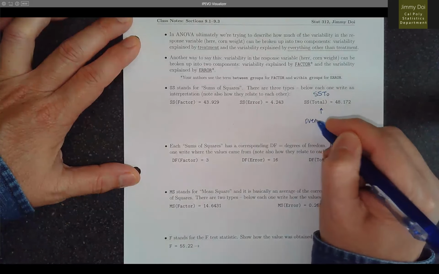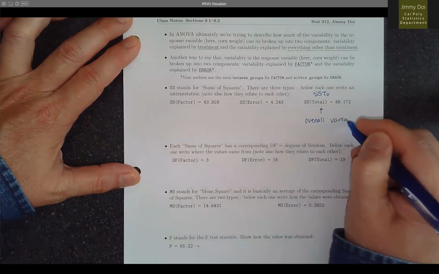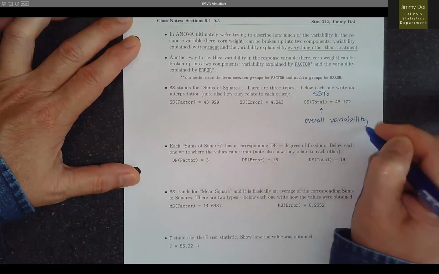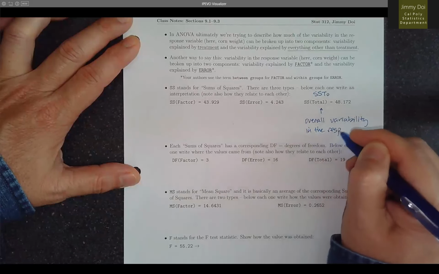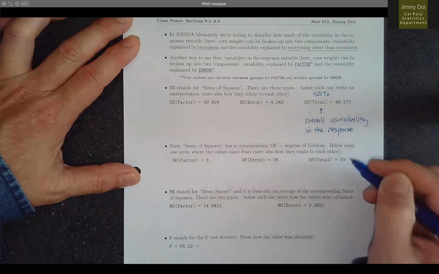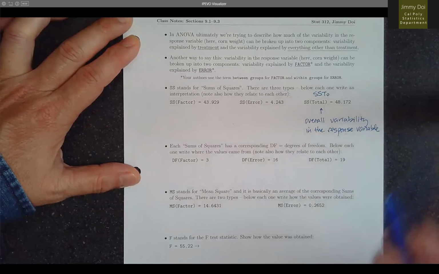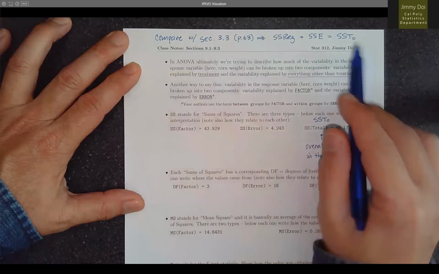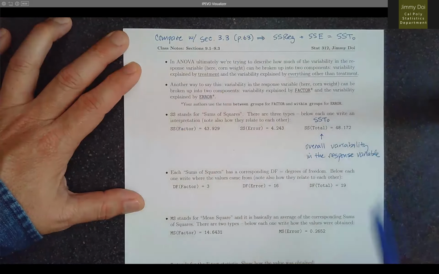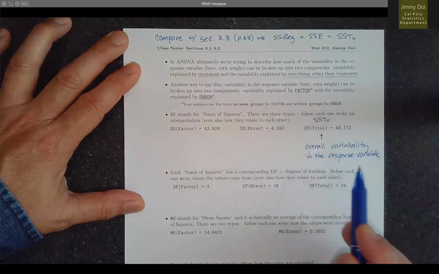This is the overall variability in the response variable. So comparing that interpretation to the interpretation we gave back on page 63 of the course notes in section 3.3 for SSTO, it's exactly the same. It represents the overall variability in the response variable. So that has not changed, all right?